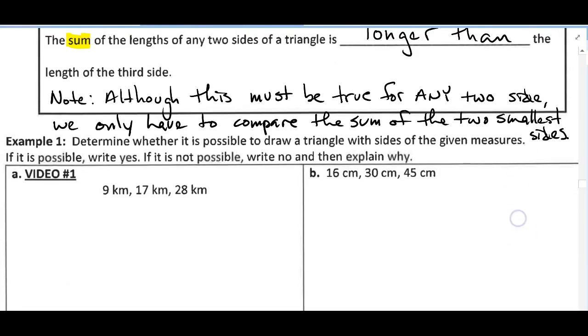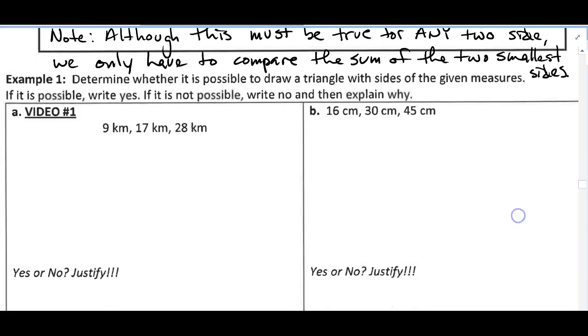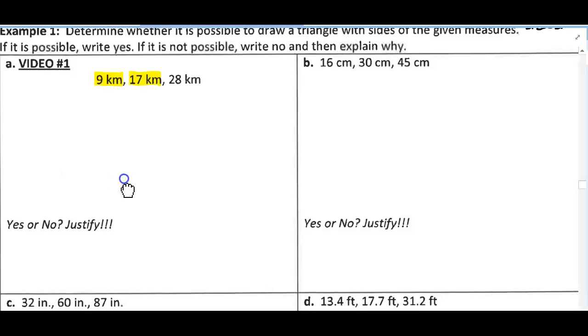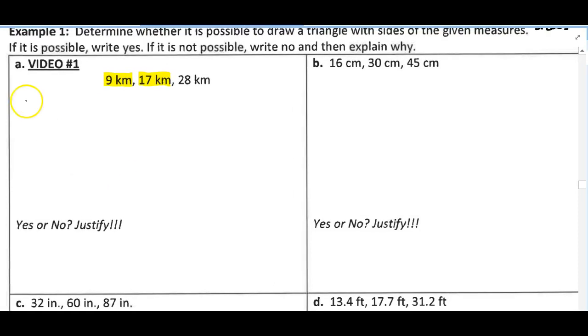When you're doing these problems, it's important that you're showing your work and you know how to justify. So for example A here, I'm going to highlight the two smaller sides. So I've got 9 and 17, and the two smaller sides happen to be the two first ones, but they won't necessarily, so you need to make sure you're looking at that. So here's how we show our work. We're going to look at the sum of the smaller two sides. So I've got 9 plus 17, which is 26. And then my longer side is 28.